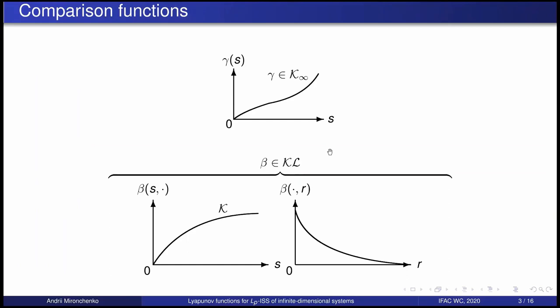To define the main stability notions, we need the following classes of comparison functions. We say that gamma is in the class K-infinity if it is zero at zero and increasing to infinity. A function of two arguments is called a KL function if it is zero at zero and increasing in the first argument and decreases to zero in the second one.